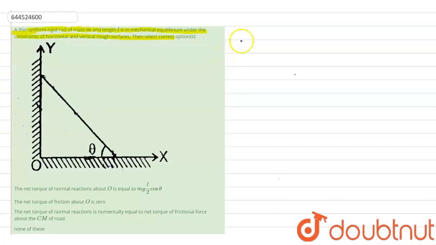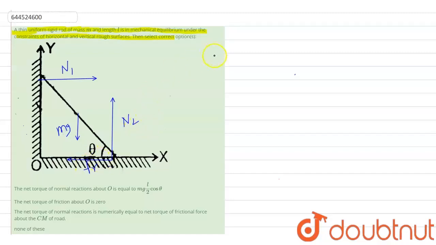Since the system is in mechanical equilibrium, and forces are acting, this is the normal force N1 that is acting here, and this is the normal force N2. Mass will act downwards, and the friction force to balance this normal will act in the opposite direction. So these are the forces that are acting: this is N1, this is N2, this is mg, and this is Fr.